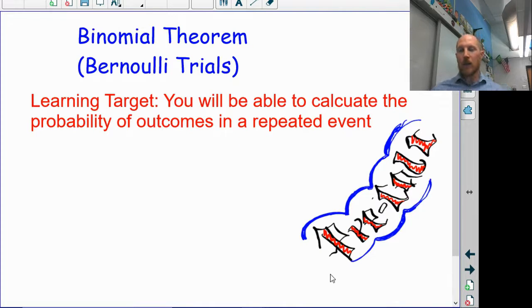So today we're taking a look at the binomial theorem. Again, our learning target is that we'll be able to calculate the probability for various outcomes, like we just saw in the do now, for a repeated event. For the most part, we're looking at the binomial theorem today, the same as what we did in the do now, same as what we did last time. There is one additional thing.